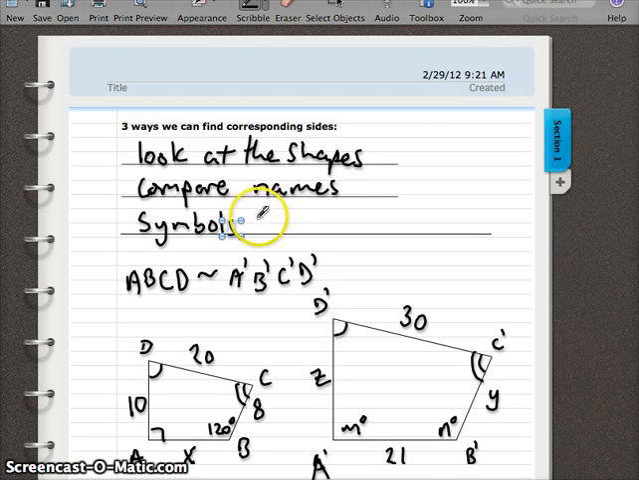So the symbol markings for angles will usually tell you which sides are corresponding. Because this angle here has one arc, and over here this angle has one arc, then since they're the same angle, they must be corresponding. Over here, two arcs, they must be corresponding. So that's one way that you can tell. And if you can get all three, that's the best, obviously.